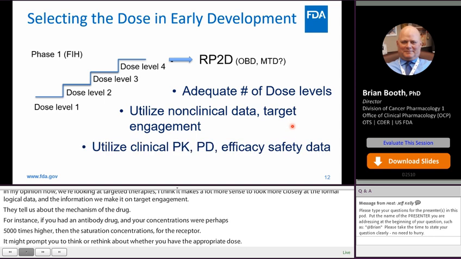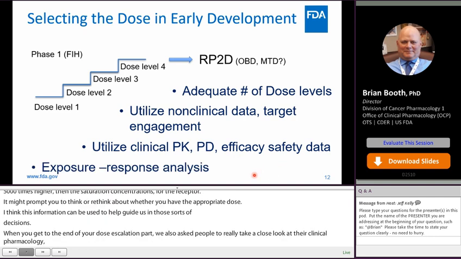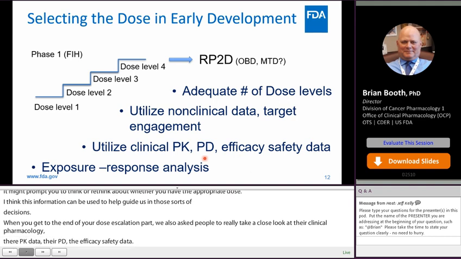When you get to the end of your dose escalation part, we're also asking people to really take a close look at their clinical pharmacology, their PK data, their PD, any biomarker data they've generated, as well as the activity and safety data. And we recommend people do a pharmacometric exposure response analysis that incorporates all of this information so that you can make more rational selections about the doses that you're taking forward into your later development.